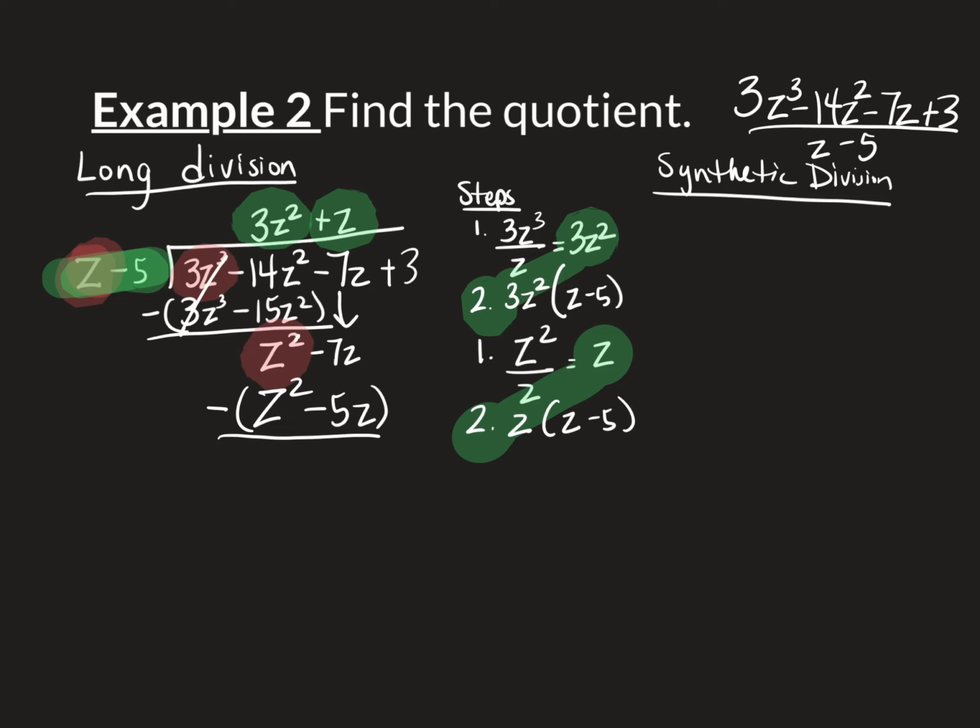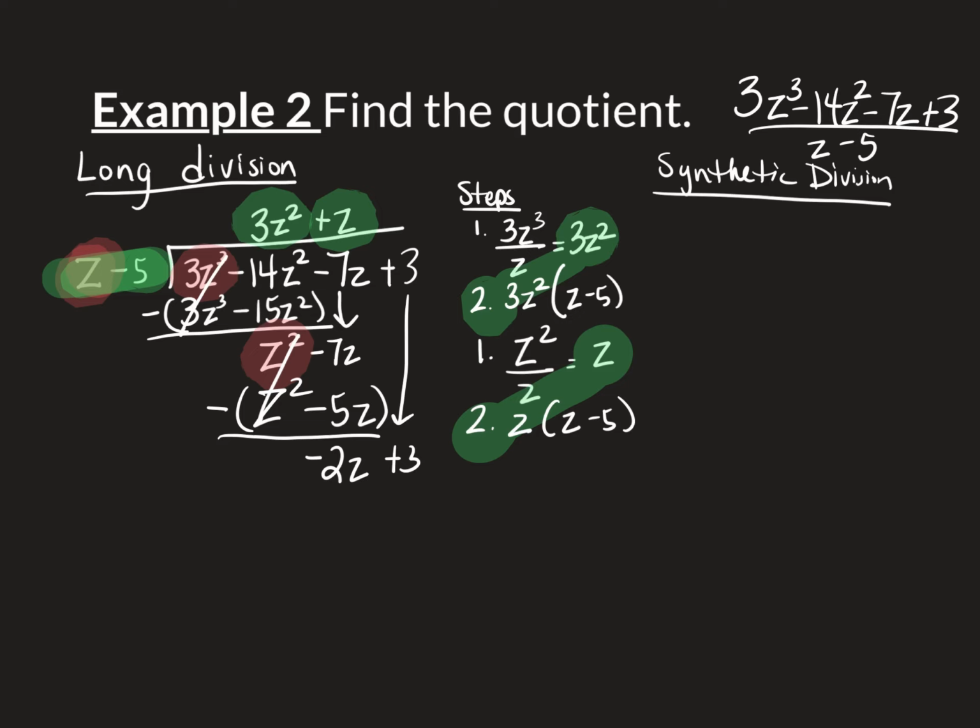Okay, so I'm going to subtract. Z squared minus z squared goes away. Negative 7z minus negative 5z is negative 2z. So that was step 3. Step 4, bring down the next one. Bring down plus 3. And start back over with step 1. And I know this is my last round because I don't have anything else to bring down.